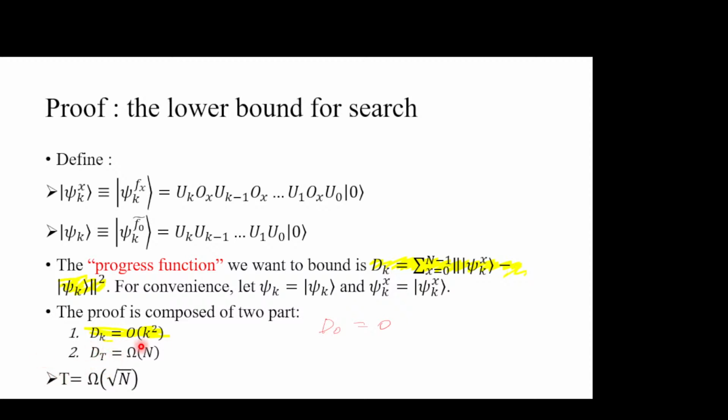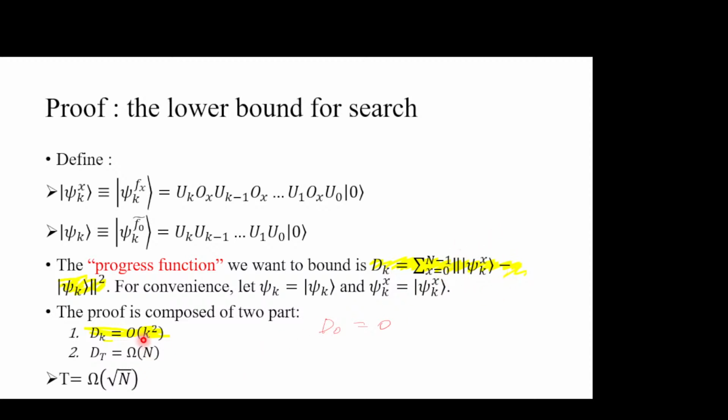And then we also argue that at the end of the algorithm, where T is the total number of queries used by the algorithm, the progress function must be large for your algorithm to be able to distinguish between any pair of inputs and have the correct output on any input. So when there is no marked item, the algorithm should say no, and when there is a marked item somewhere, the algorithm should say yes.